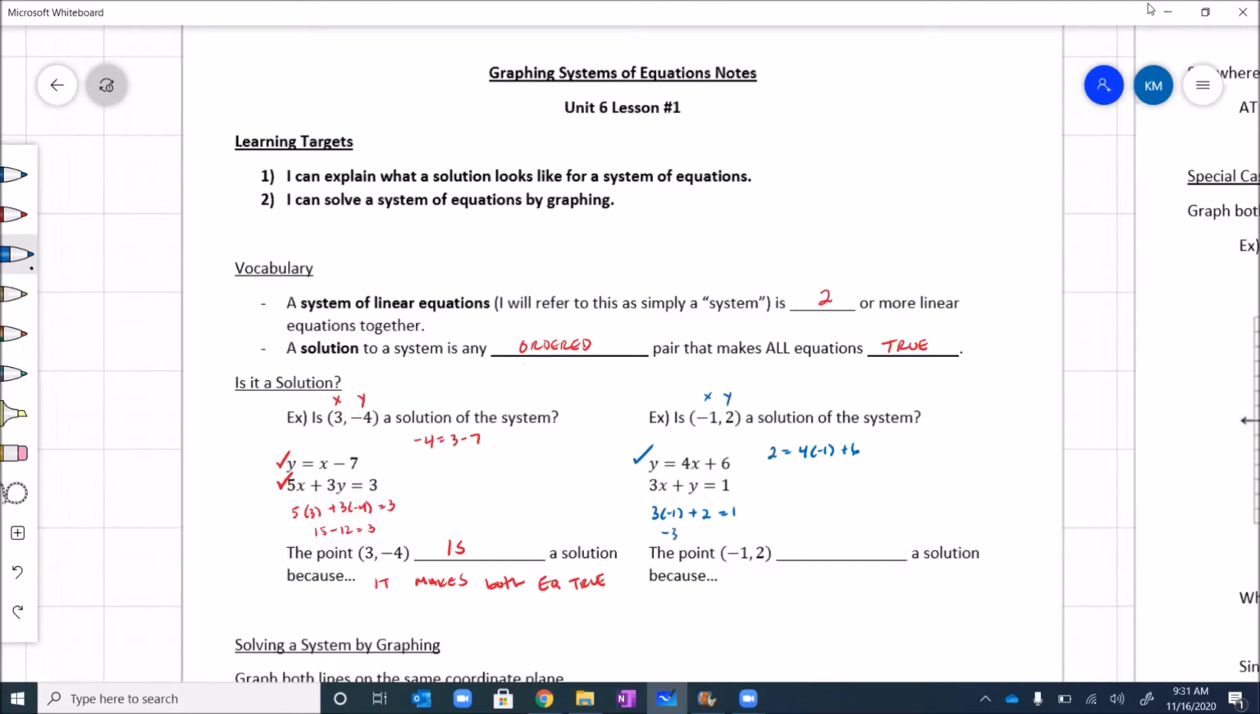Next one, 3 times -1 plus 2 equals 1. Okay, so that's -3 plus 2. And -3 plus 2 actually equals -1, not 1. So it doesn't work. The point (-1, 2) is not a solution because the second equation is not true.